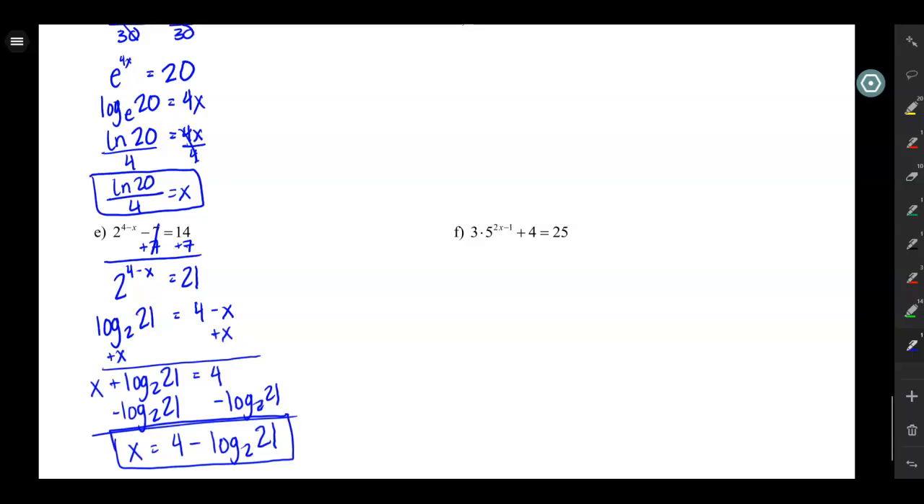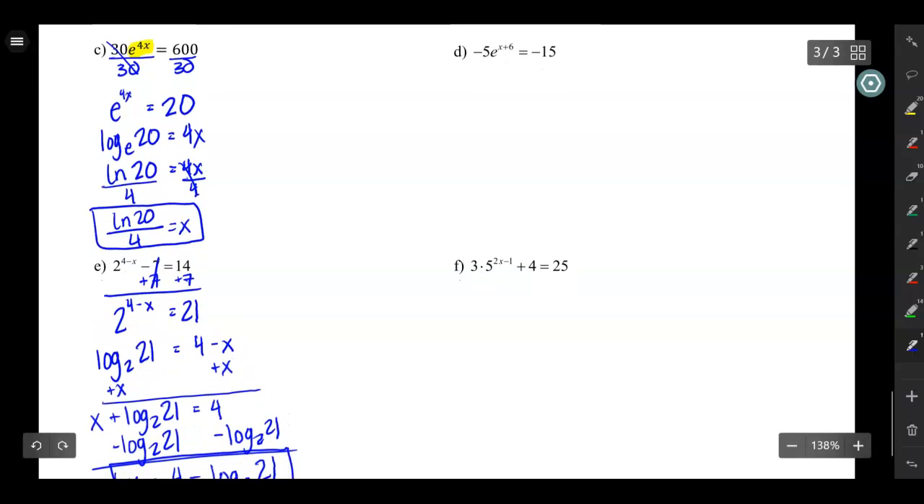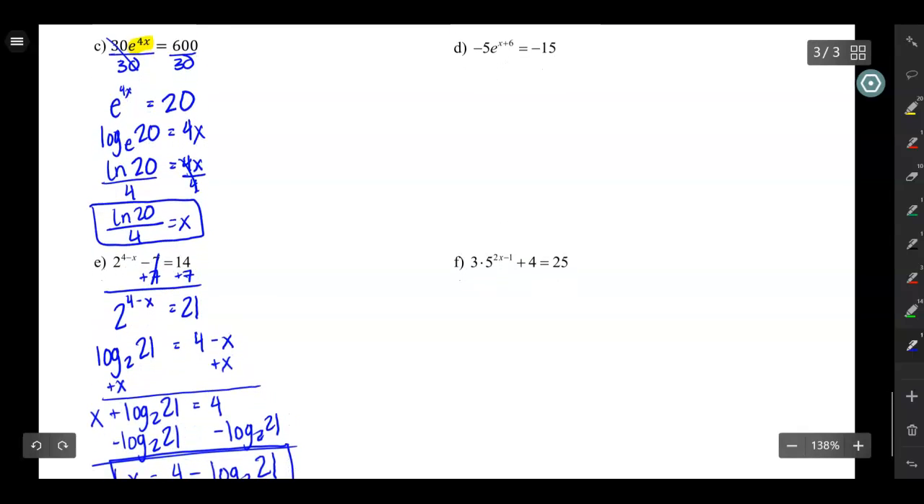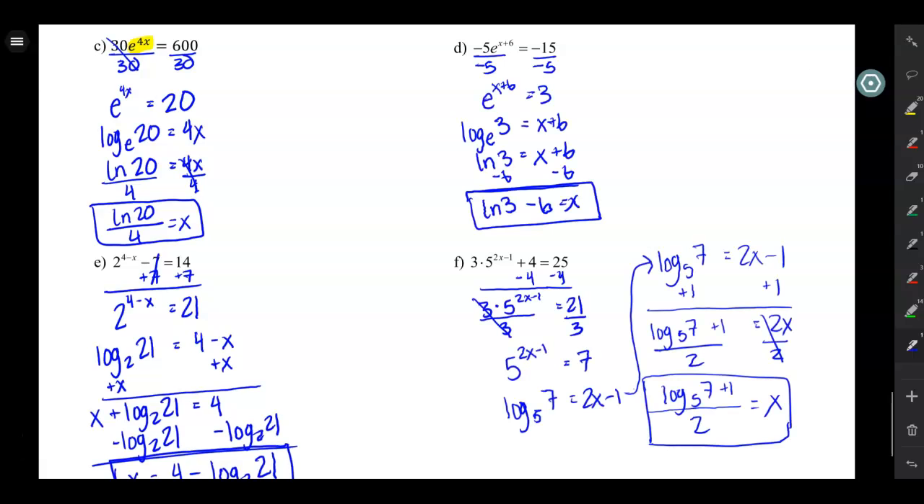Okay, I'm going to let you guys try the last 2 examples, D and F, on your own. So hit pause on the video and then come back and double check your answers. Okay, hopefully you were able to find the right answers to D and F. Here they are.